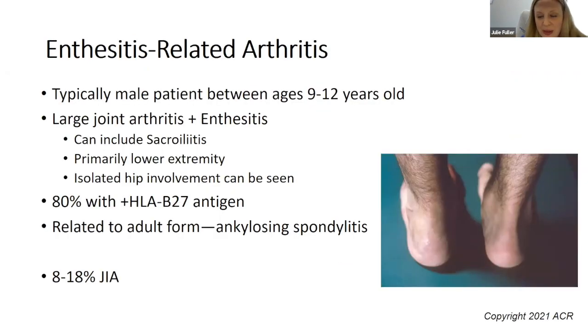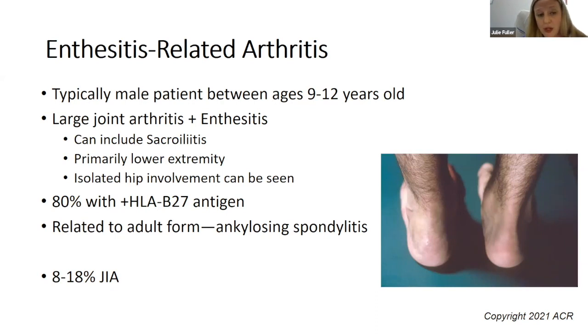So this is usually a patient around puberty and also usually a male patient between age 9 and 12. We tend to think about this anytime it's a boy over age 6. And by definition, they have to have a large joint arthritis and findings of enthesitis, but they can also have sacroiliitis, or they can have primarily lower extremity joint involvement. So hips, knees, and ankles are most common. You can have shoulder involvement, but finger involvement, TMJ involvement would be very unusual.